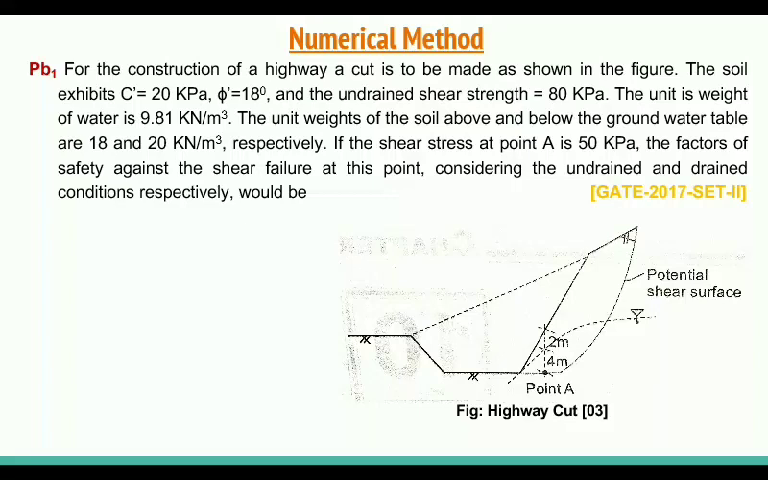So we have to calculate the factor of safety at a point where the shear stress is 50 kilopascal, considering the undrained and drained conditions respectively. As I discussed in the previous lecture, the factor of safety is the ratio of shear strength to the shear stress at the point where we are calculating. Here the shear stress tau is 50 kilopascal, so we have to calculate the shear strength S, and then we can calculate the factor of safety for the undrained condition.